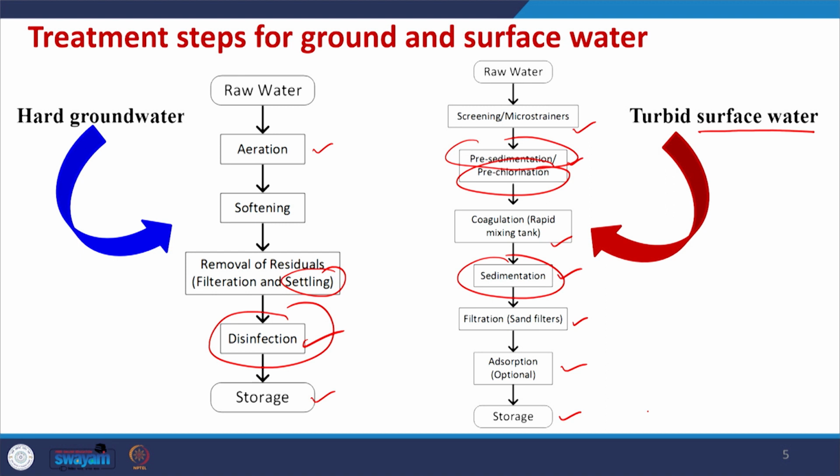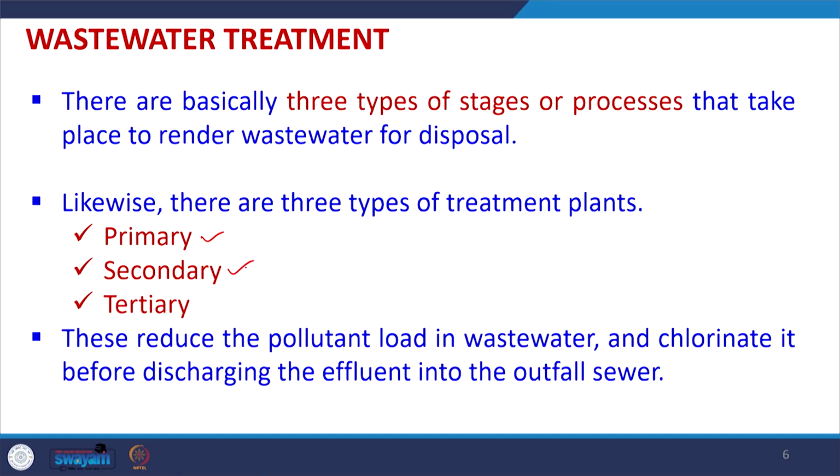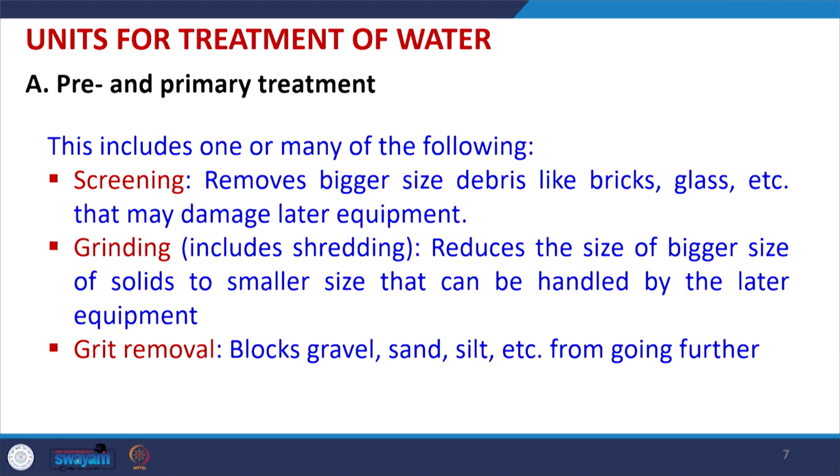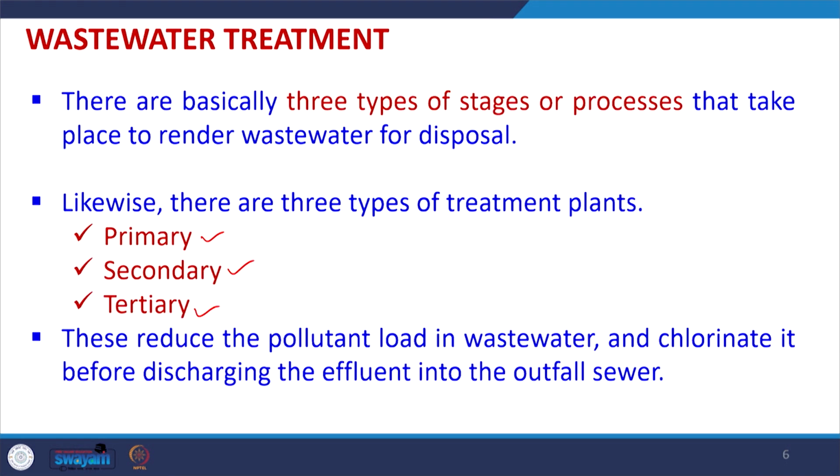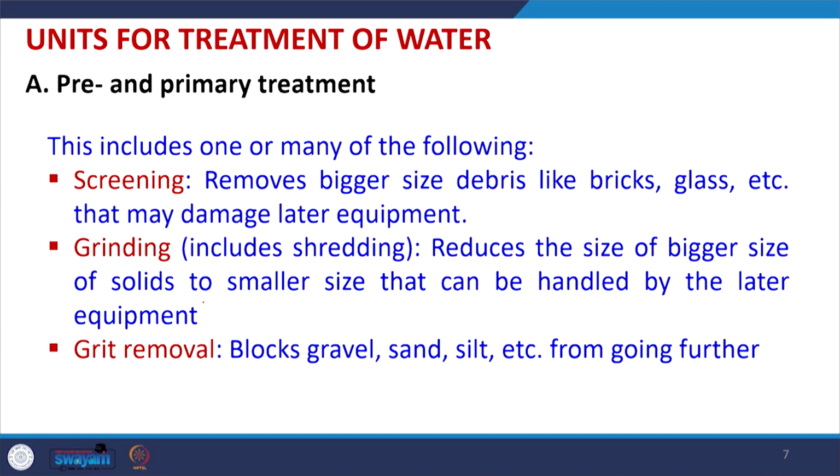So, for wastewater treatment there are 3 types or stages under which that wastewater treatment is done before its discharge. These 3 types of treatment steps are called primary treatment, secondary treatment and tertiary treatment. These steps reduce the pollutant load in the wastewater, and further chlorination may be done if required before discharging the effluent into an outfall sewer or for other uses. Now, each of these steps, the primary, secondary and tertiary treatment, is being discussed here.